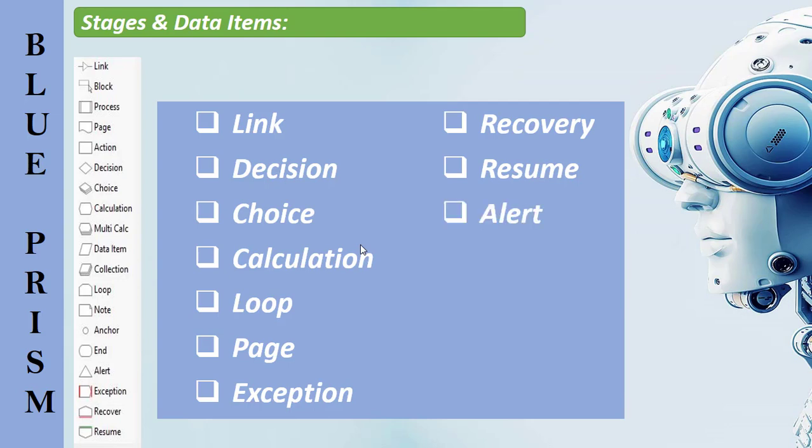Finally, alert. Alert stage sends a notification to one or more subscribers via email indicating that something occurred or some issue has occurred. So when there is an error at the VBO, nothing but visual business objects, it will raise an exception and it will send a mail to all the subscribers.